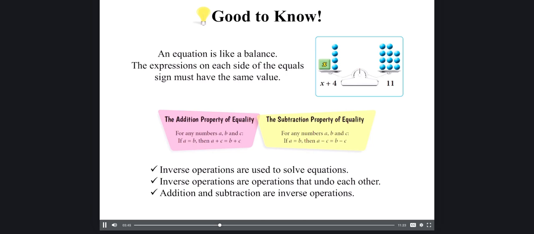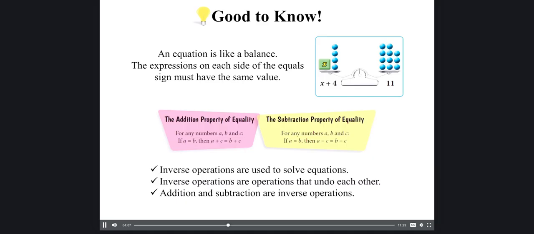The process of solving addition and subtraction equations uses the addition and subtraction properties of equality. For any numbers a, b, and c, if a equals b, then a plus c equals b plus c, and a minus c equals b minus c.